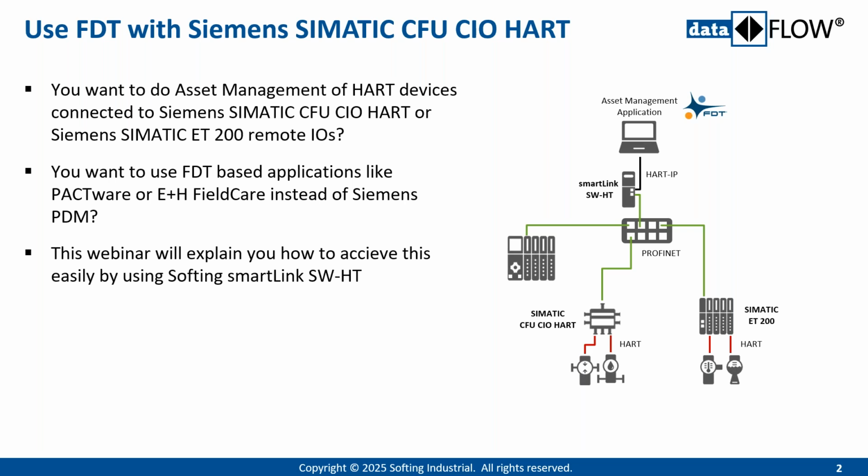That's a software product called smartLink SW HT, which connects FDT-based asset management applications on the top side, using a DTM and a HART-IP communication protocol, to the control network running Profinet with the SIMATIC peripheral devices attached. It then establishes the communication from the asset management application over the SmartLink, over Profinet, down to the HART devices and the way back. That's the problem we address in this webinar.